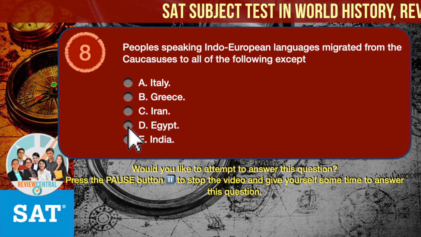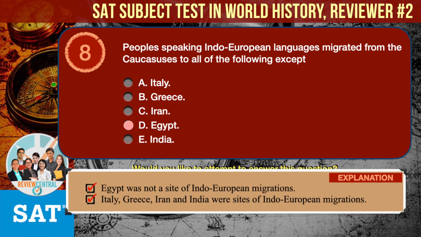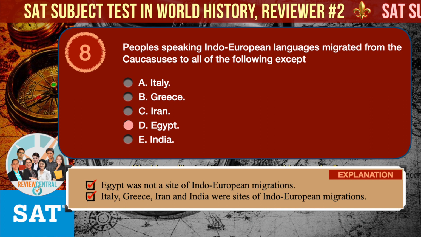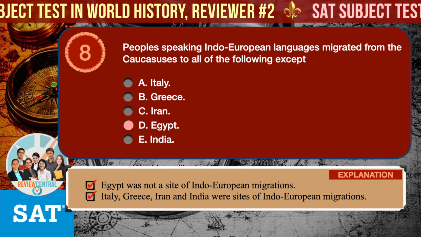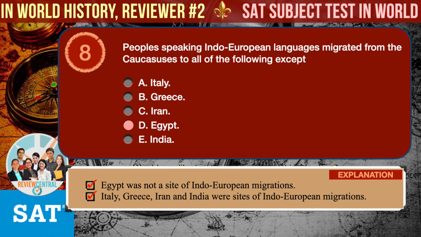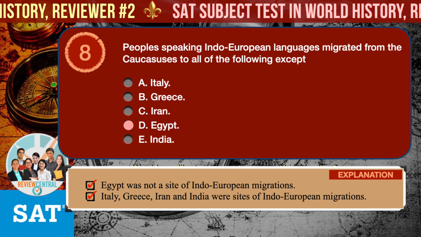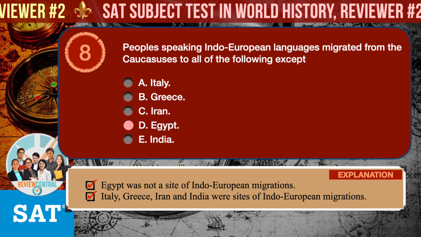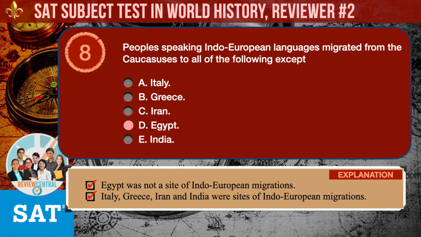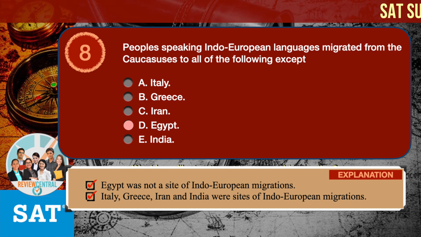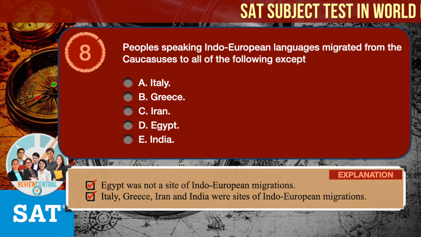The correct answer is D. Egypt. Egypt was not a site of Indo-European migrations, however Italy, Greece, Iran and India were. Migrations of peoples have had lasting impacts in world history. The language spoken by Indo-Europeans developed into the modern languages spoken in Iran, India, and European countries such as Italy, Spain, France, and Greece.